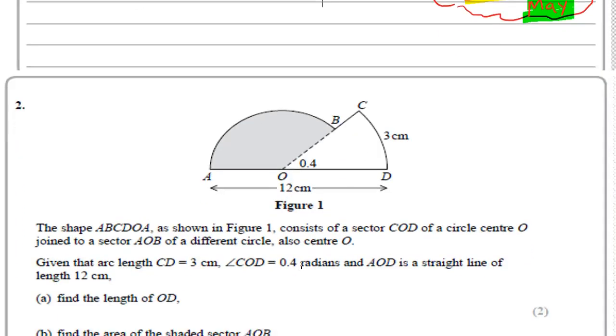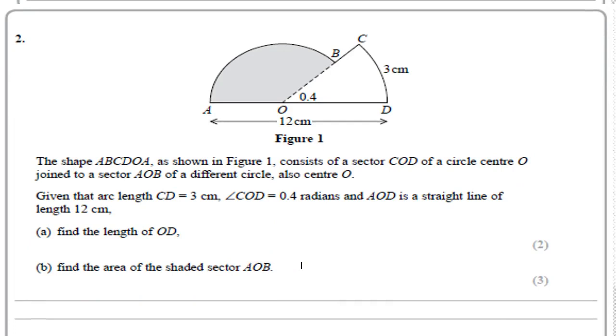So this is our next question, question number 2. The shape ABCDOA as shown in the figure 1 consists of a sector COD. So there is a sector, yes, it is sector COD. This is COD, a sector.